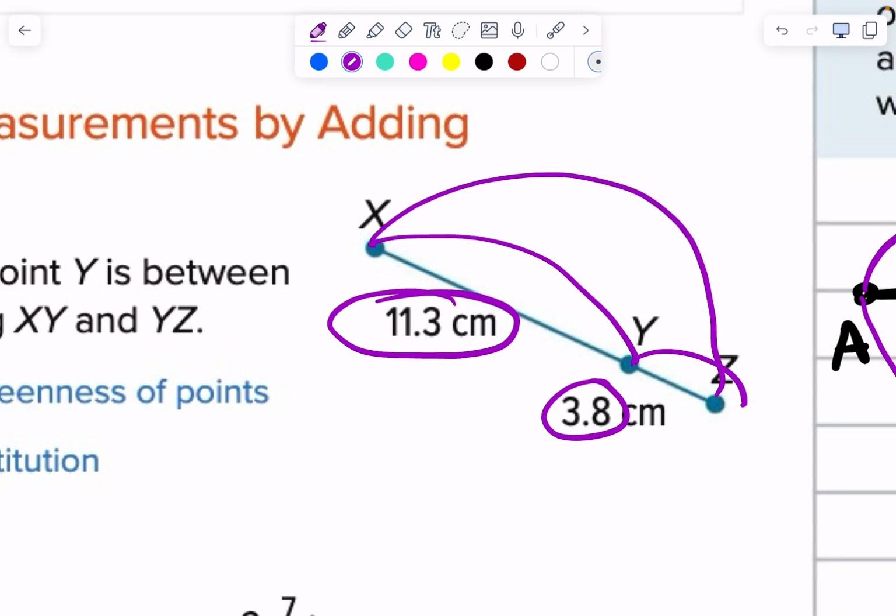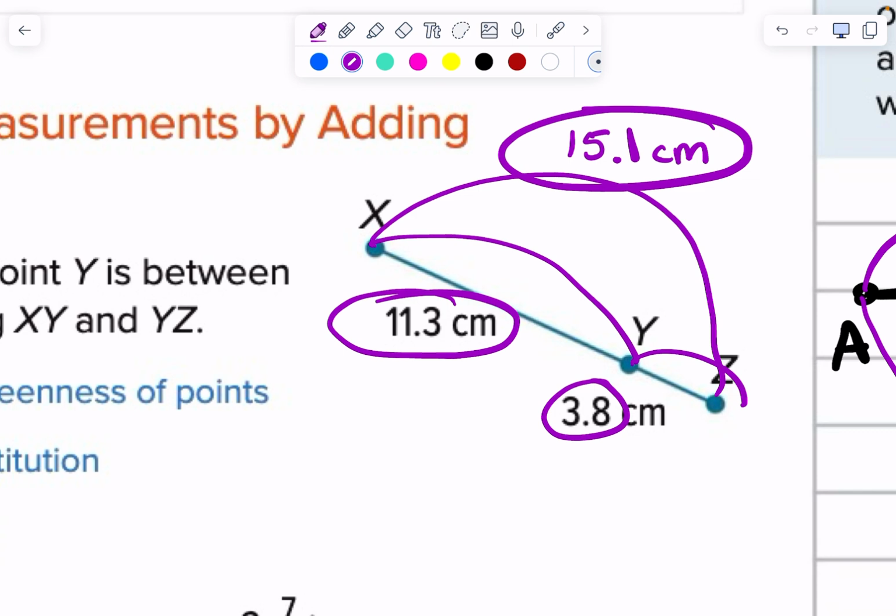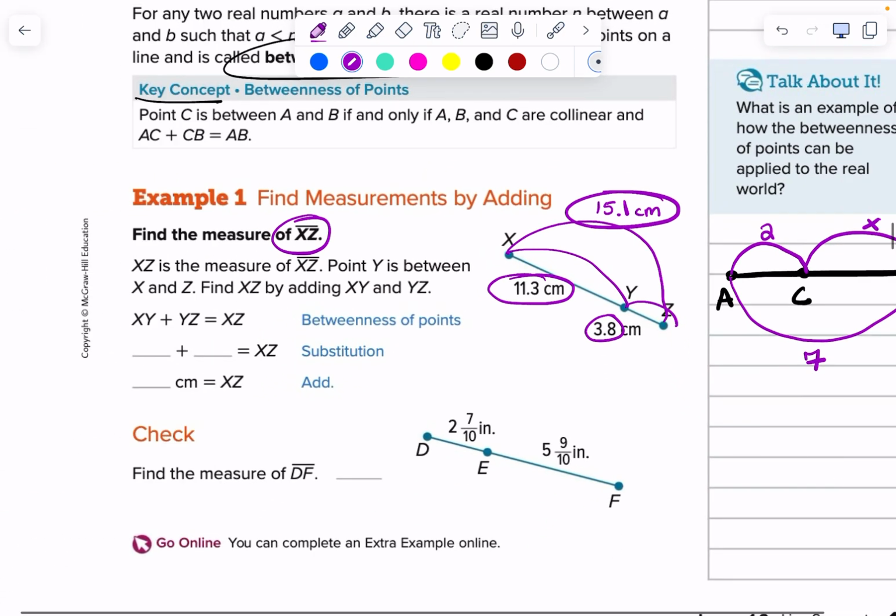How do I do that? Try to add this in your head if you can. Try to exercise your brain. It is 15.1 what? Centimeters. Beautiful. That is way too easy. Give us a ton of them, right? It's centimeters. Okay? That is example 1.